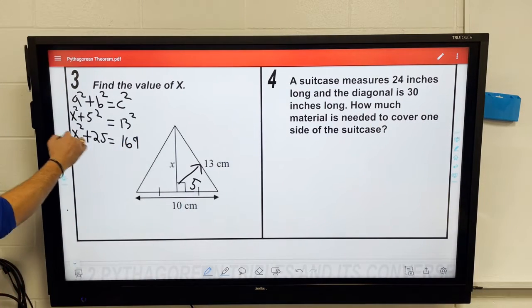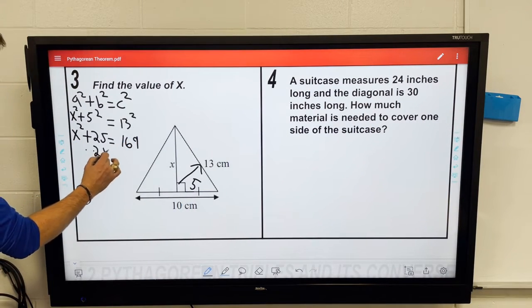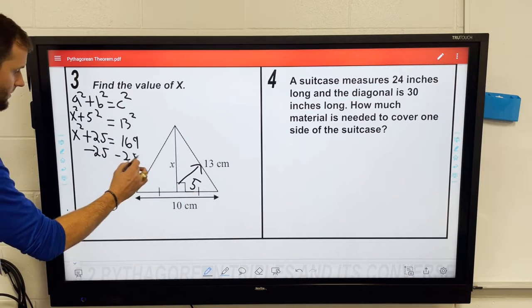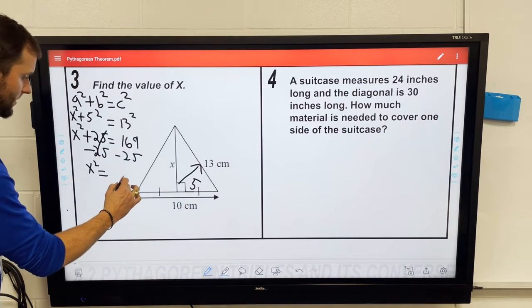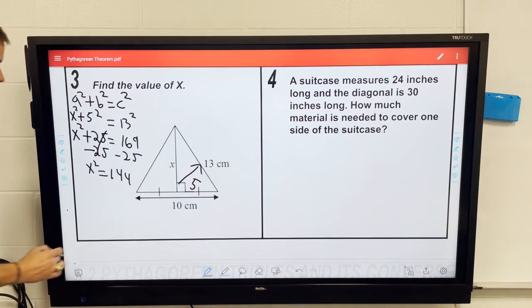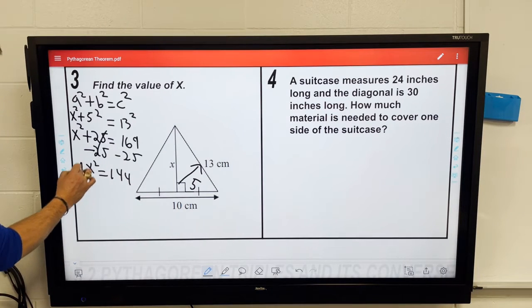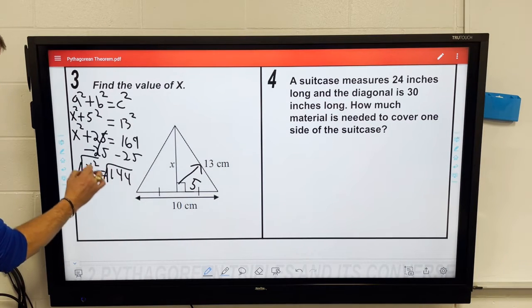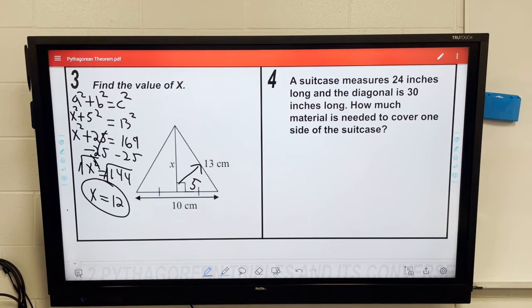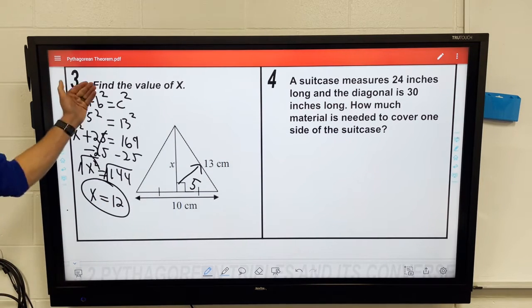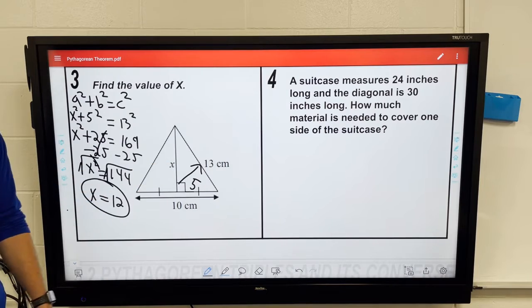Now I gotta get the x's by themselves. So I'm gonna subtract 25 on both sides. So that'll give me x squared equals, so that would cancel, so that'll give me 144. And then I'm gonna take the square root of both sides in order to get rid of that squared. So x is gonna be equal to 12. And I'm done, ladies and gentlemen. That's how you use Pythagorean theorem to find the missing side length.